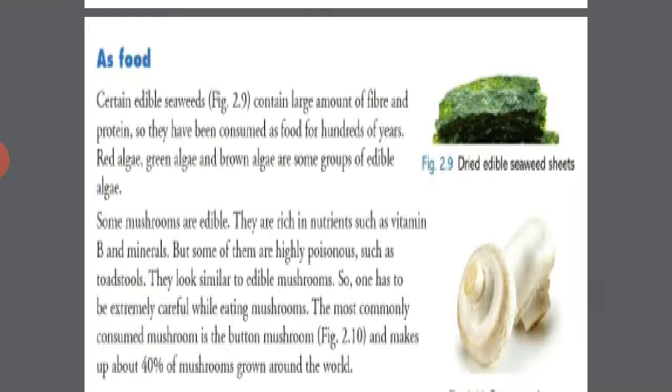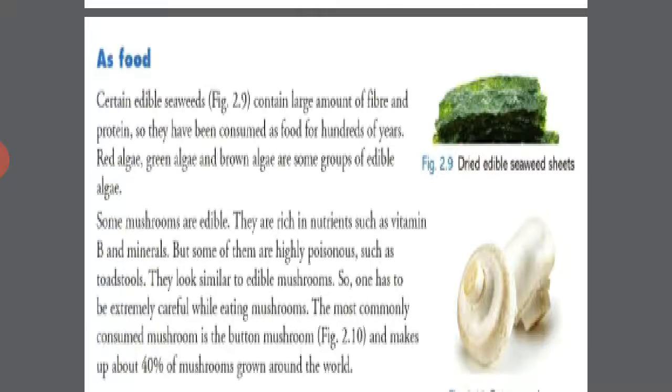As food, certain edible seaweeds contain a large amount of fiber and protein, so they have been consumed as food for hundreds of years. Red alga, green alga and brown alga are some of the groups of edible algae.